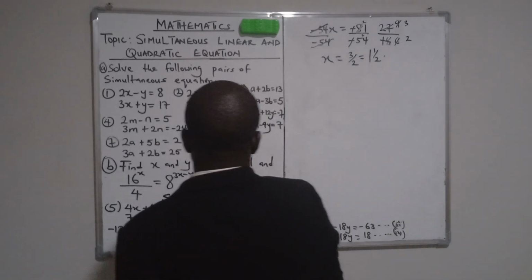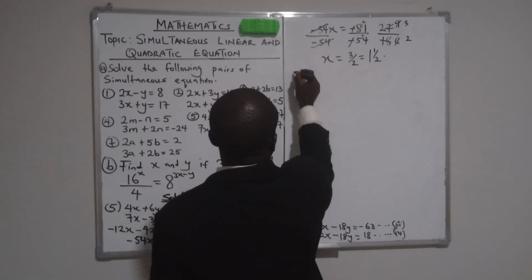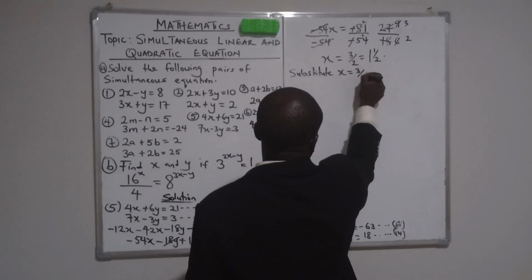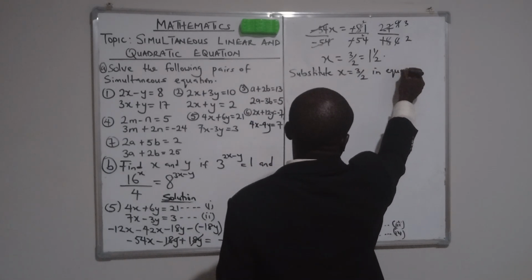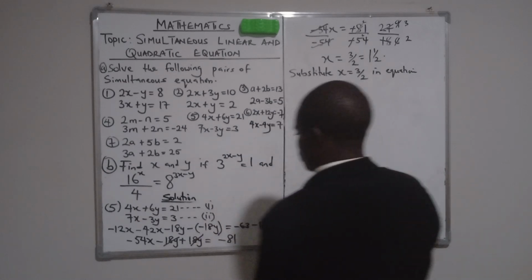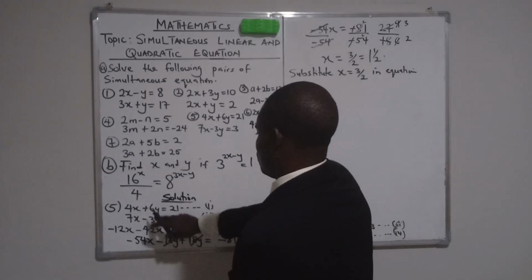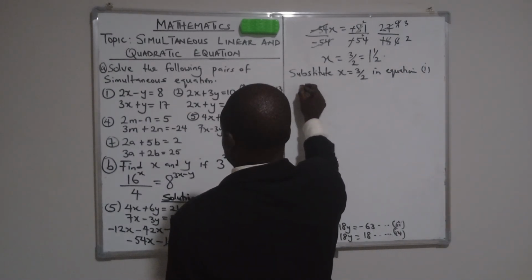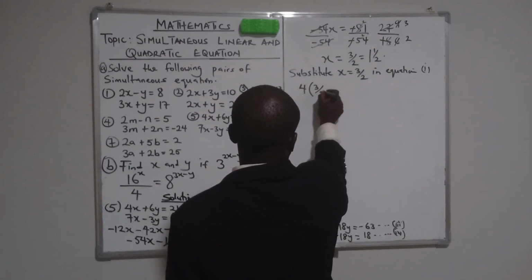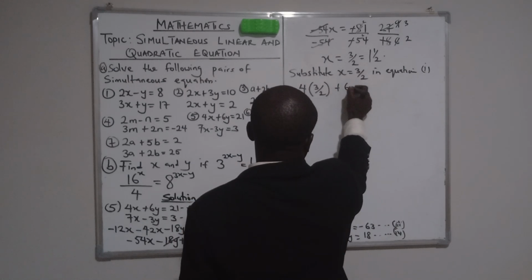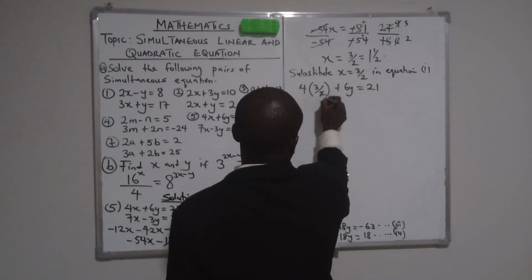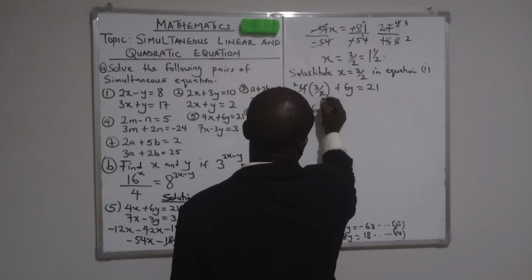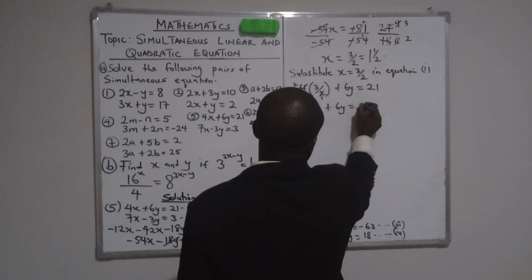Now let's get our y. Substitute x equals 3 over 2 in equation. I'm picking equation 1. Equation 1, we now have 4 into bracket 3 over 2 plus 6y equals to 21. 2 here 1, 2 here 2. We're left with 2 times 3, that's 6, plus 6y equals to 21.